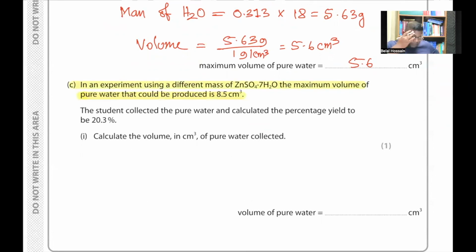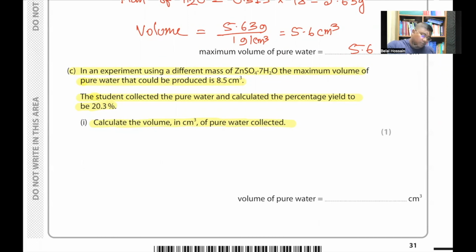In an experiment using different mass of ZnSO4.7H2O, the maximum volume of pure water that could be produced is 8.5. The student collected the pure water and calculated the percentage yield to be 20.3. Calculate the volume in cm cube of pure water collected. Since the theoretical yield should be 8.5 cm cube, however, the student had only 20.3% yield. So 8.5 times 20.3% will be equal to 1.7. So the volume of pure water that the student can achieve is 1.7 cm cube.